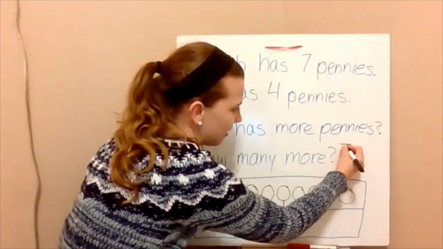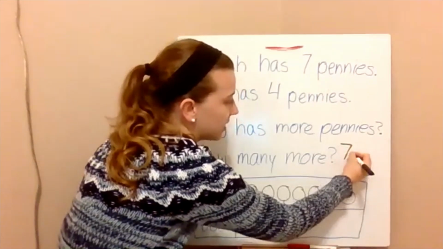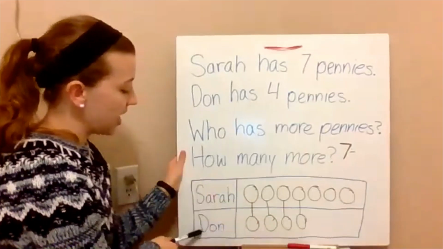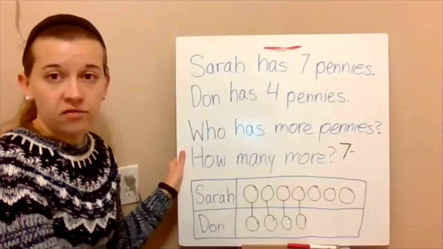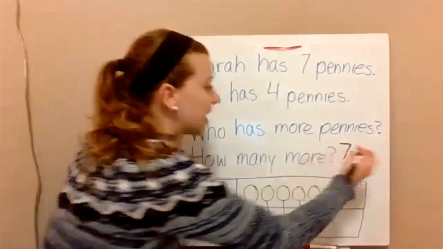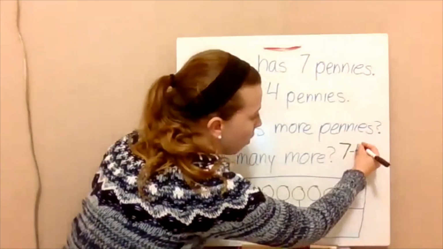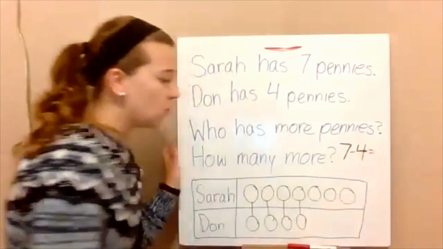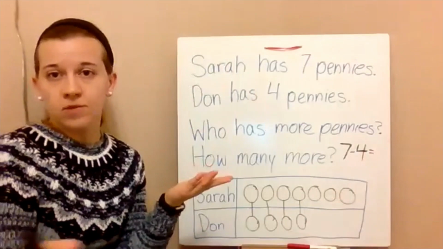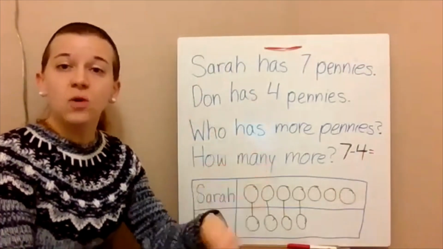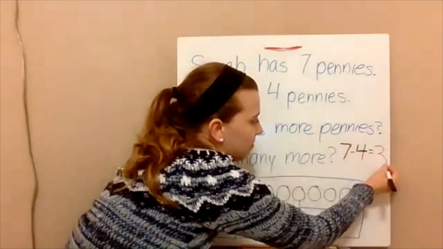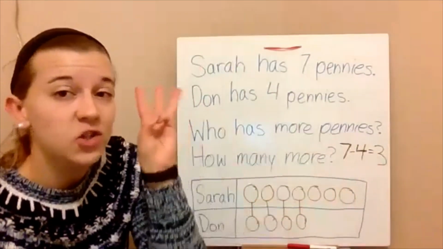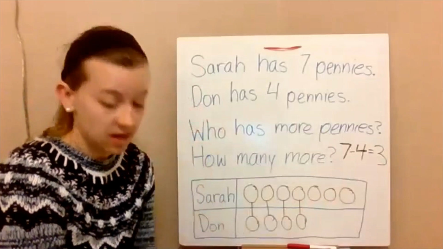Sarah has 7. Then we would take away, get minus the minus. Then we would subtract how many Dawn has. How many does Dawn have? 4. So it would be 7 minus 4 equals what? 7 minus 4. Okay, so 7 take away 4 equals 3. So 7 minus 4 equals 3. That means that Sarah has 3 more pennies than Dawn.